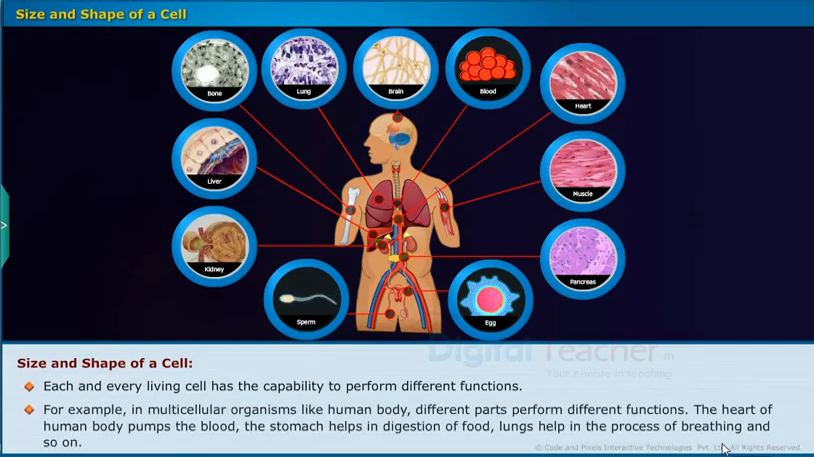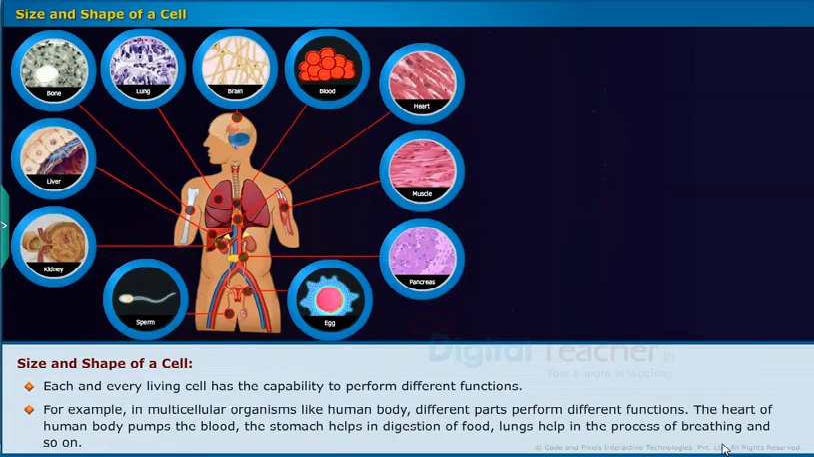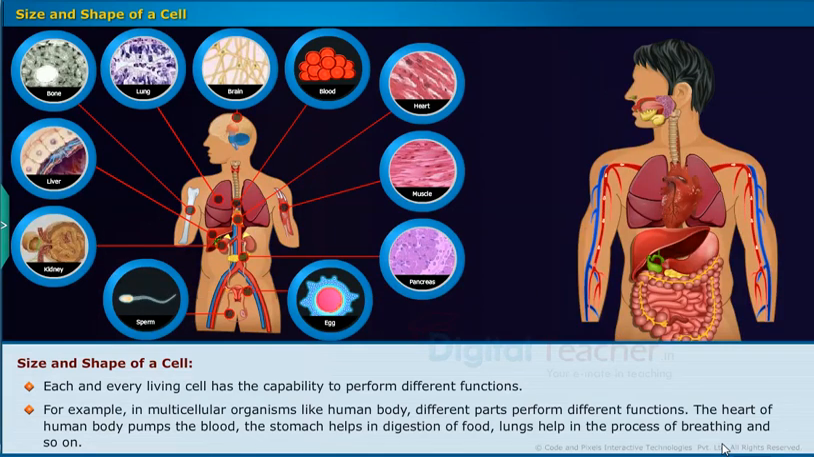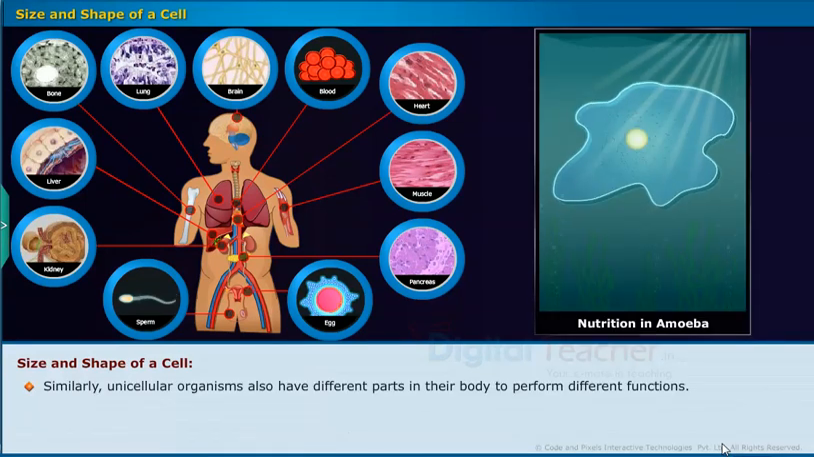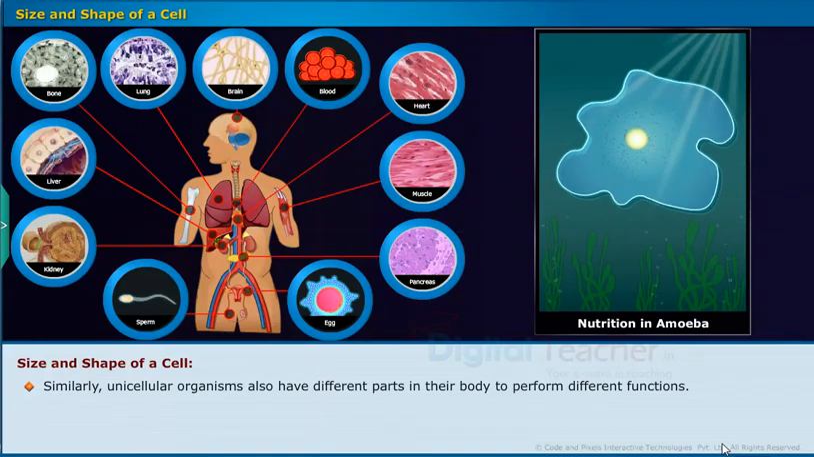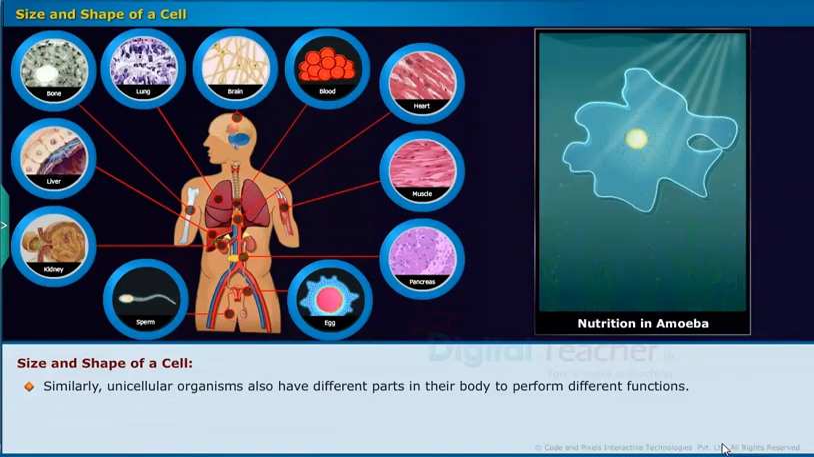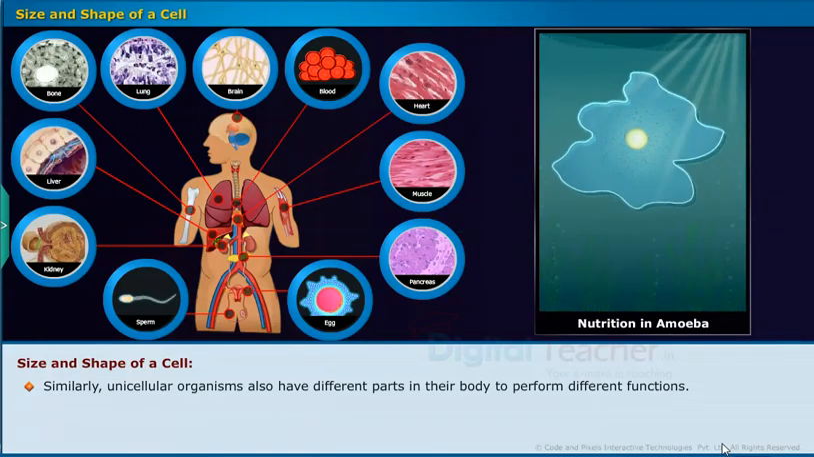Each and every living cell has the capability to perform different functions. For example, in multicellular organisms like the human body, different parts perform different functions. The heart of the human body pumps the blood. The stomach helps in digestion of food. Lungs help in the process of breathing and so on. Similarly, unicellular organisms also have different parts in their body to perform different functions.